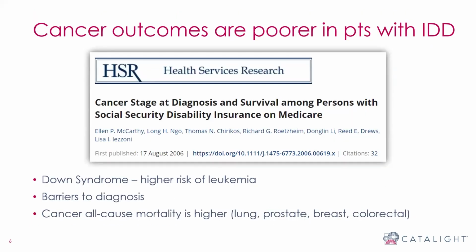Syndrome have a higher risk of leukemia, and that's innate to the genetic makeup. However, beyond genetics, we know that adults with IDD face barriers to diagnosis, and also their all-cause mortality is higher, and this has been studied in multiple different types of cancer. And so there are disparities also here in cancer outcomes.